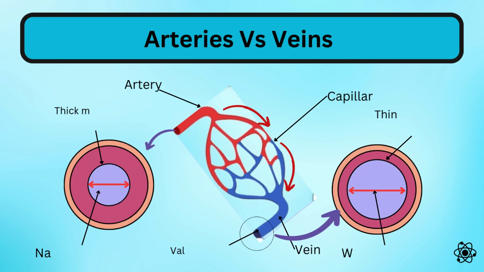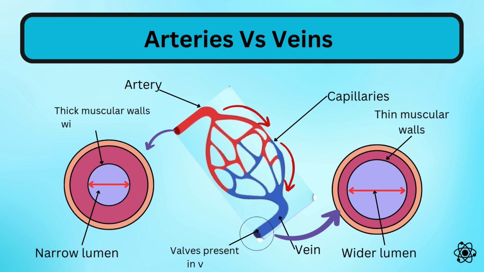Now, let's compare an artery to a vein. An artery has thicker muscular walls with elastic fibers, while a vein has thinner walls. The lumen in an artery is also narrower than that of a vein. Also, valves are present in veins unlike arteries.